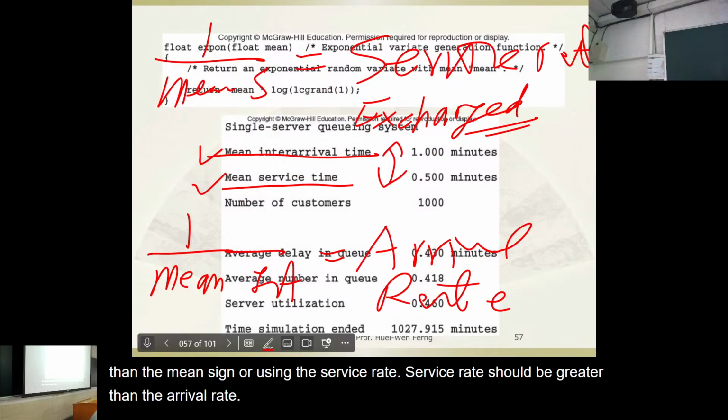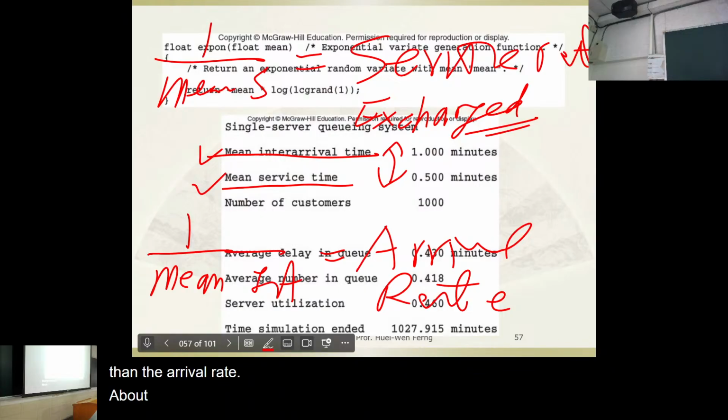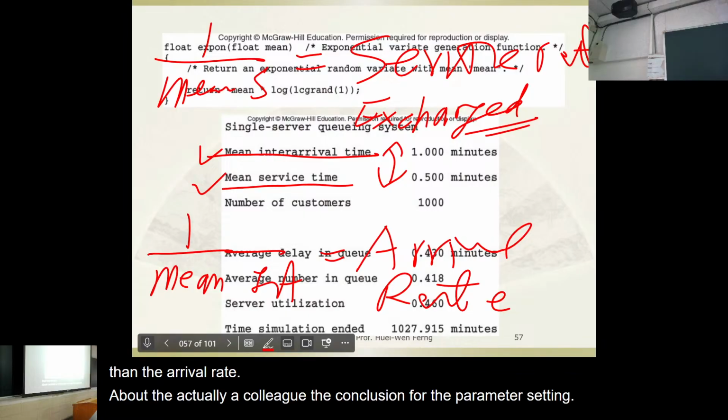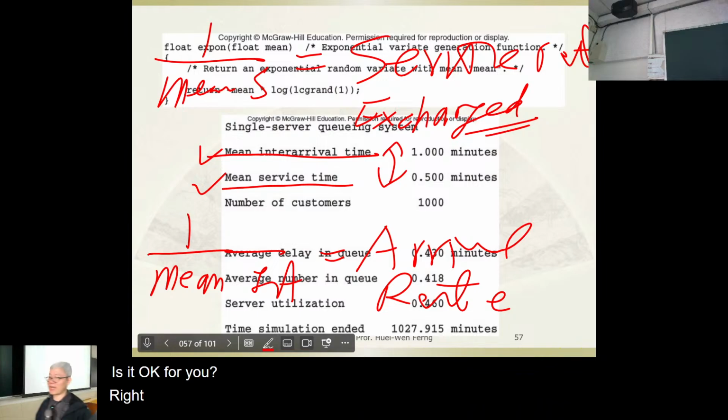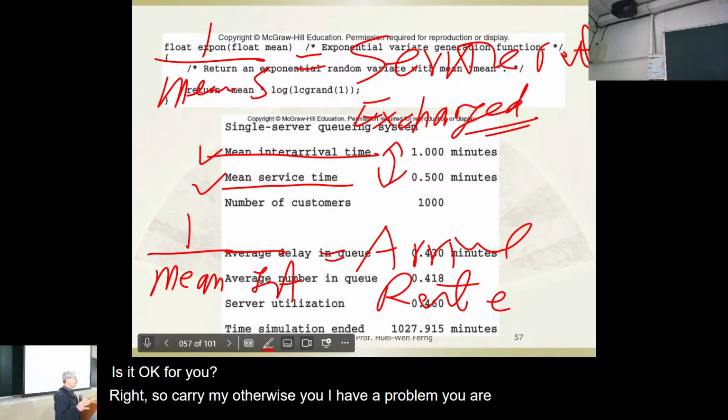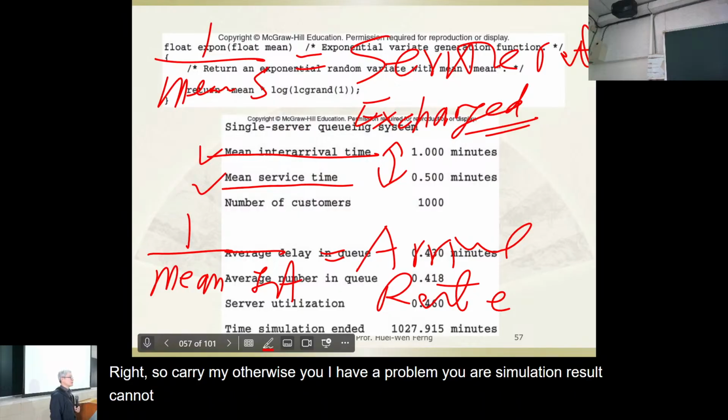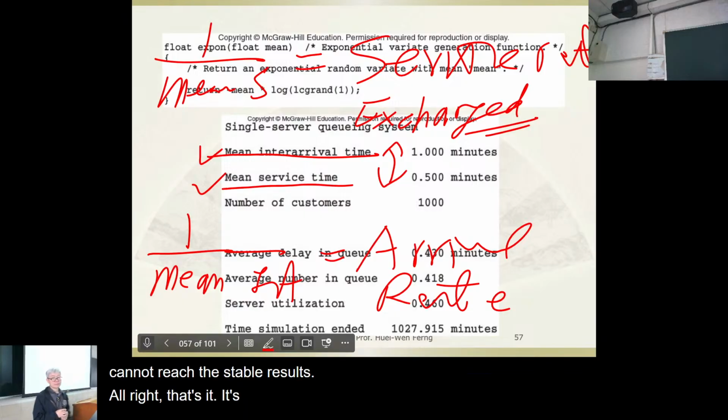Actually, I call it the conclusion for the parameter setting. Is it okay for all of you? All right, so keep in mind, otherwise you will have a problem. Your simulation result cannot reach stable results. All right, that's it. It's really important.